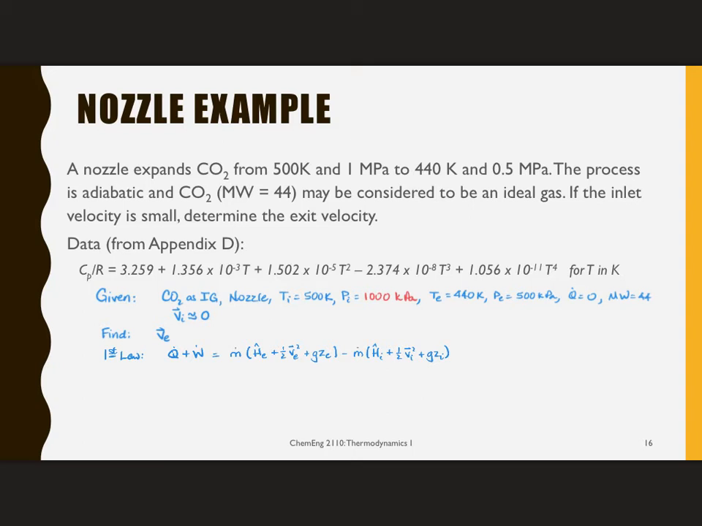And now we want to look at what we know. Q is assumed to be 0, and V I is assumed to be 0. So let's make a note of what we are assuming. Really, the only other thing that I see here is that Z E and Z I are probably very close to 0.